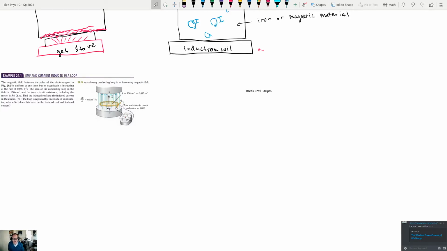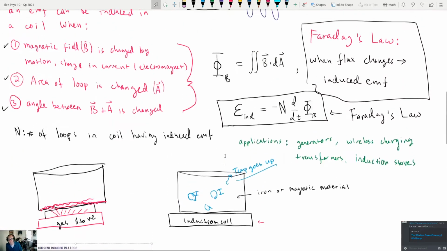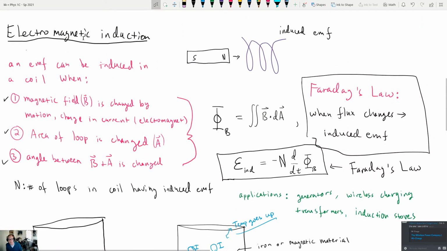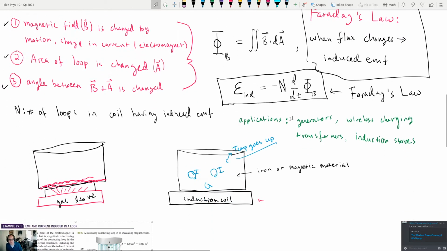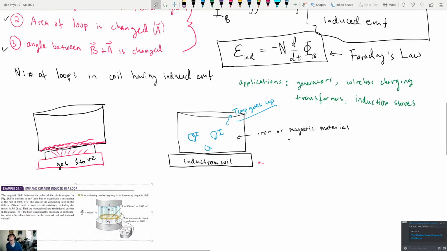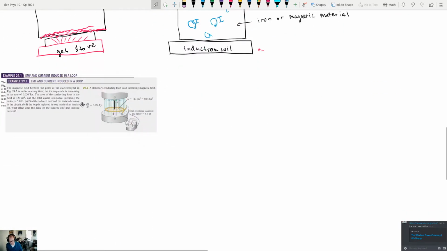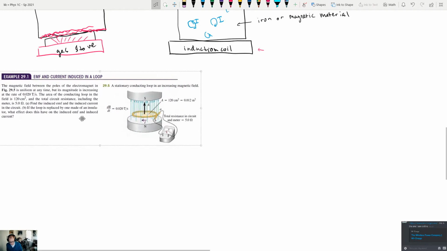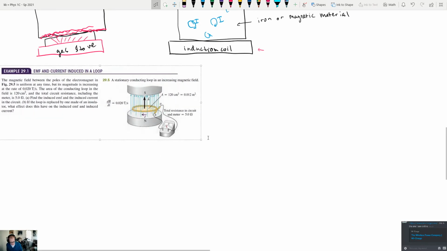Okay, this is second hour of Physics 1C for May 4th. And we just described the phenomenon of electromagnetic induction. We wrote down Faraday's law. Can't really derive this. And now we're going to look at an application. We're going to look at this problem right here. Let's see how we actually do calculations with this.